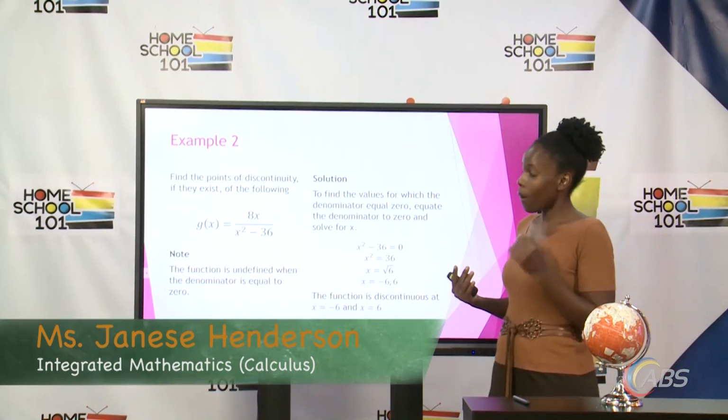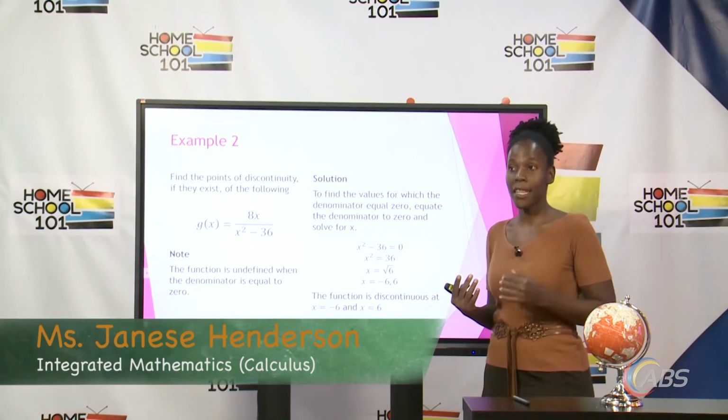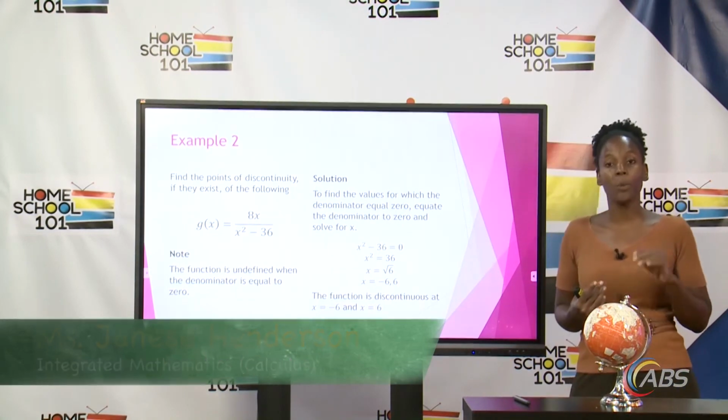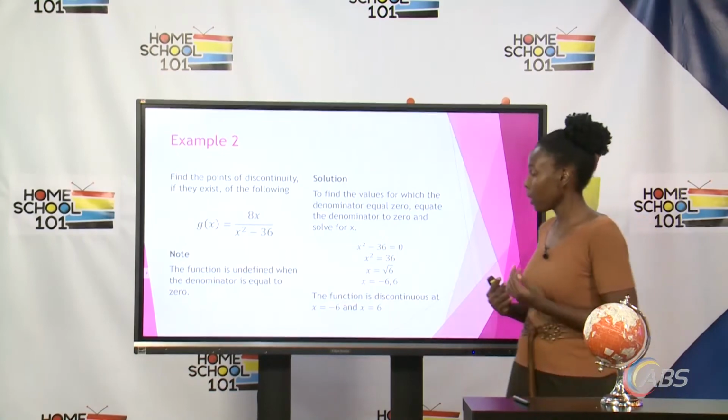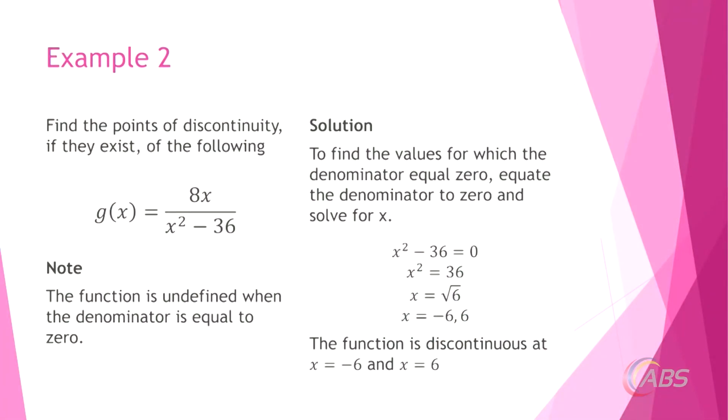So if an x value, when substituted in the denominator, gives us a value of 0, we know that the function would be discontinuous at those points. So in order to evaluate this, what we would need to do is to equate the denominator to 0 and solve. So it becomes x squared minus 36 is equal to 0. I take across the 36, it becomes positive because once the value goes across the equal sign, the sign changes.